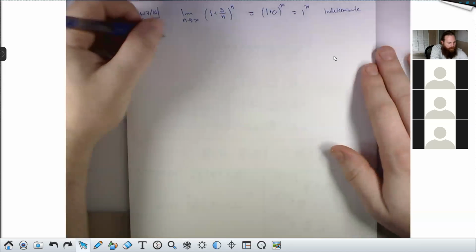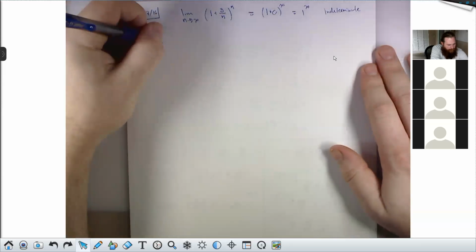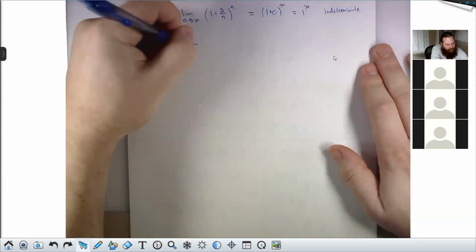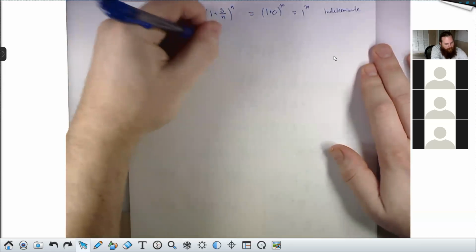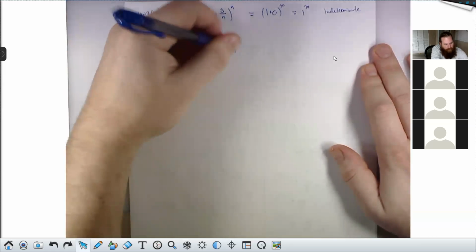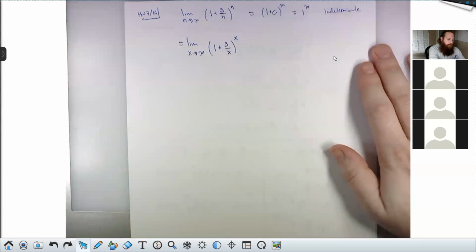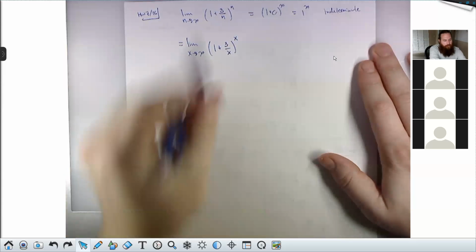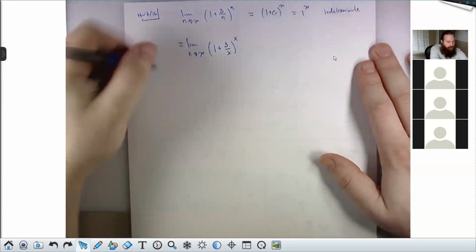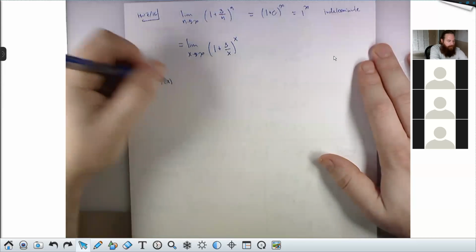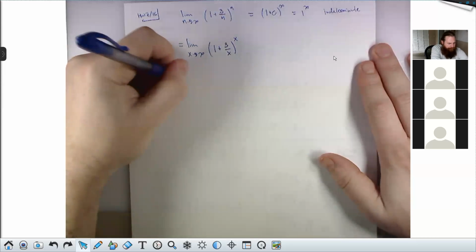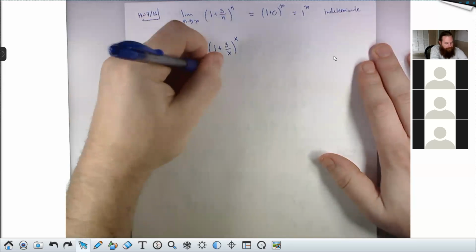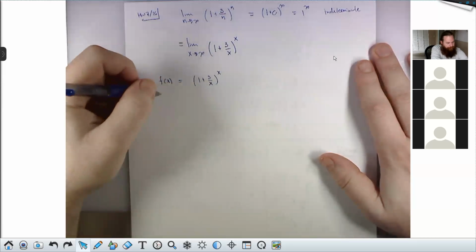So what we need to do instead is consider this as the limit as x goes to infinity of (1 plus 3 over x) all to the x, because I'm going to do some L'Hopital's rule. This is a family of sequences for which L'Hopital's rule is necessary. So f of x is (1 plus 3 over x) to the x.